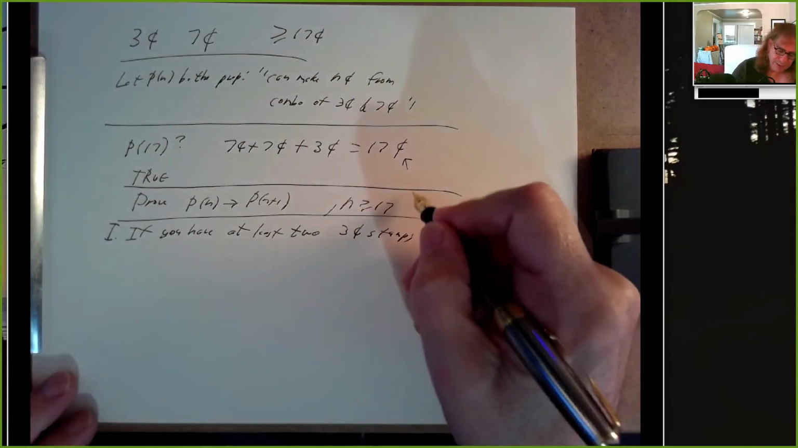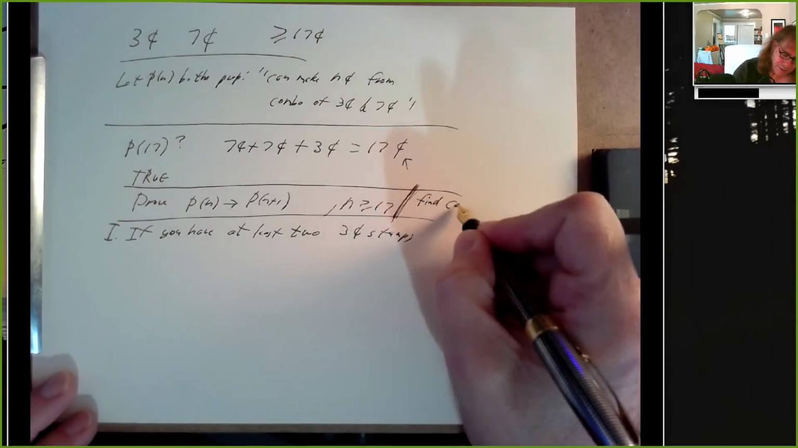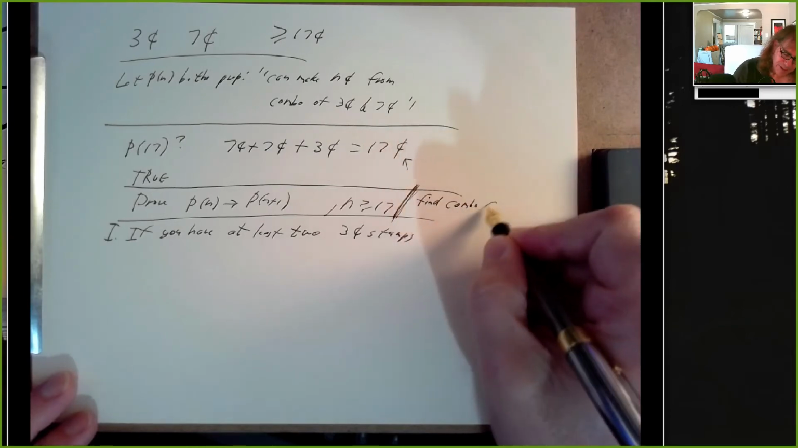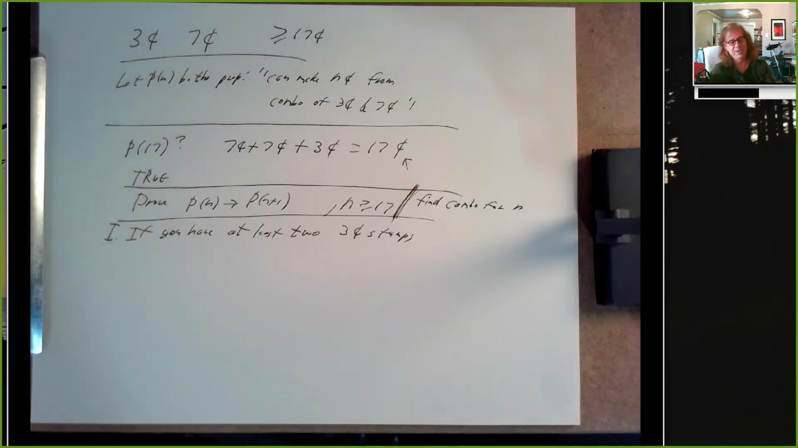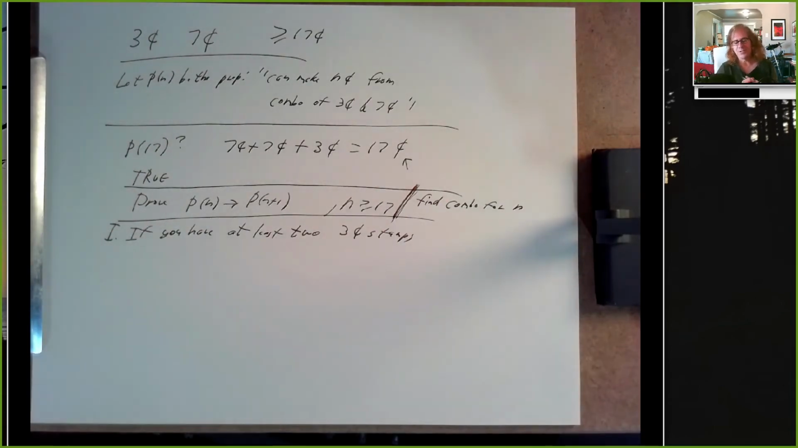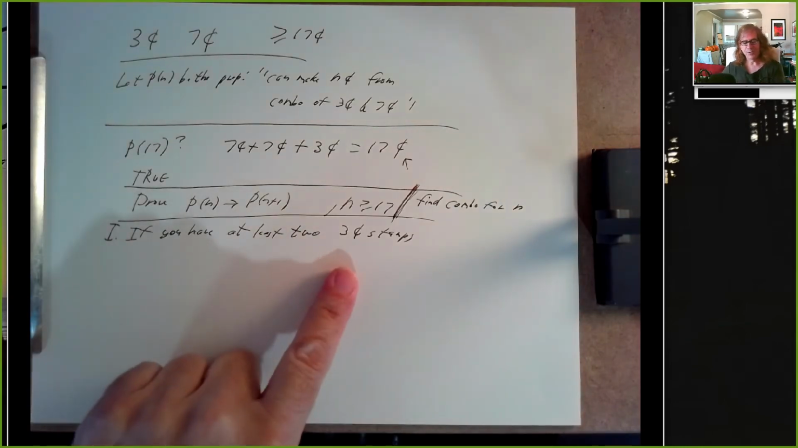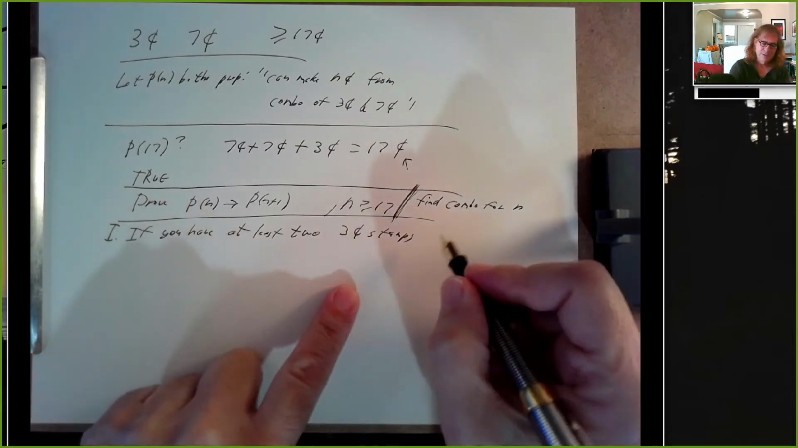Okay, so the first step here is find some combination of stamps for n cents. In other words, if P of n is true, we know there's a combination that adds up to n, so find that combination. Now, if there's at least 2 3-cent stamps, remove those 2, replace them with a 7. Now our postage adds up to n plus 1. And so we're done.